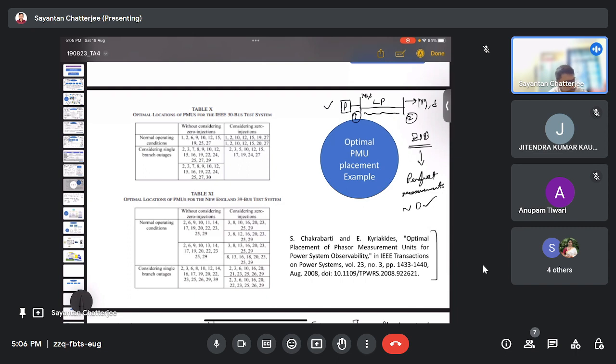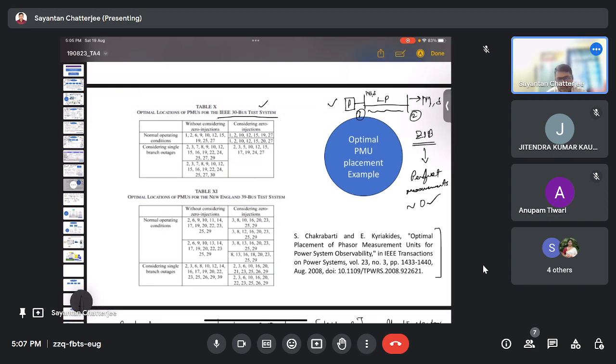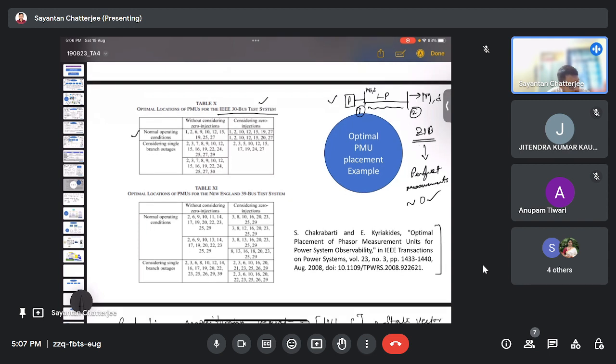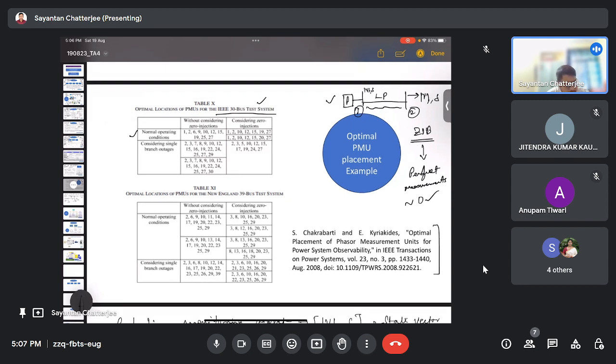In optimal PMU placement, we can observe the IEEE 30 bus system. These are the test systems on which people develop the system model and test, because this data is given on the IEEE website itself, where it is open source. People can get access to this data and test their objective or simulation study before applying it in the practical scenario. In the normal operating scenario, firstly, they didn't consider the zero injection buses.